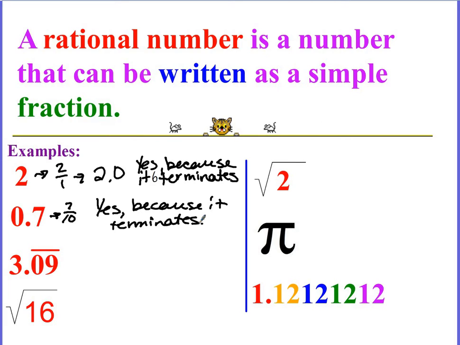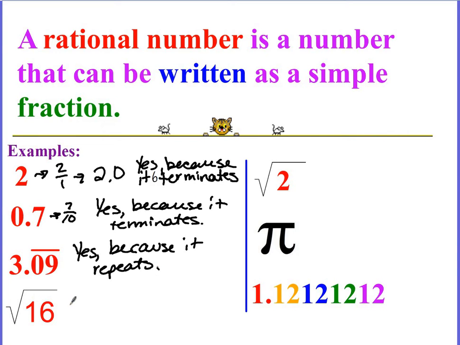So 3.09 repeating. The hard part here is that 0.09 repeating cannot be written as 9 over 100. It's actually going to be written differently. Without confusing you, I just need you to trust that because it repeats, it is a rational number. So yes, because it repeats.